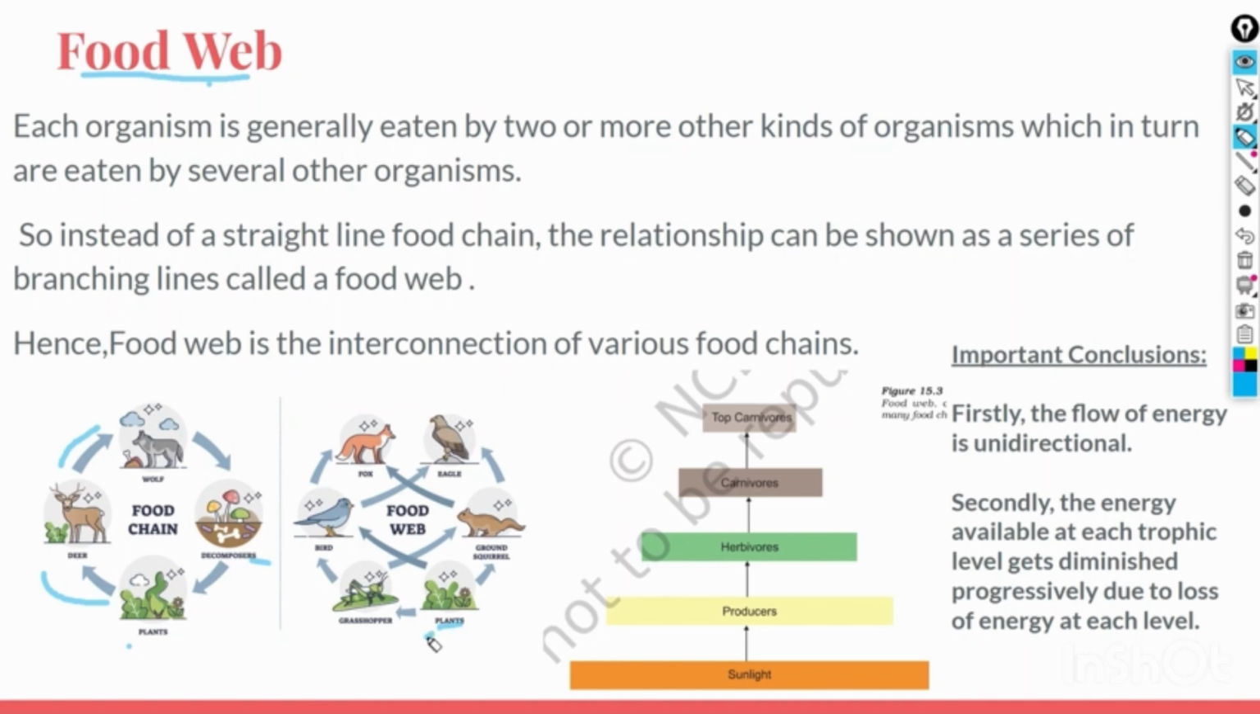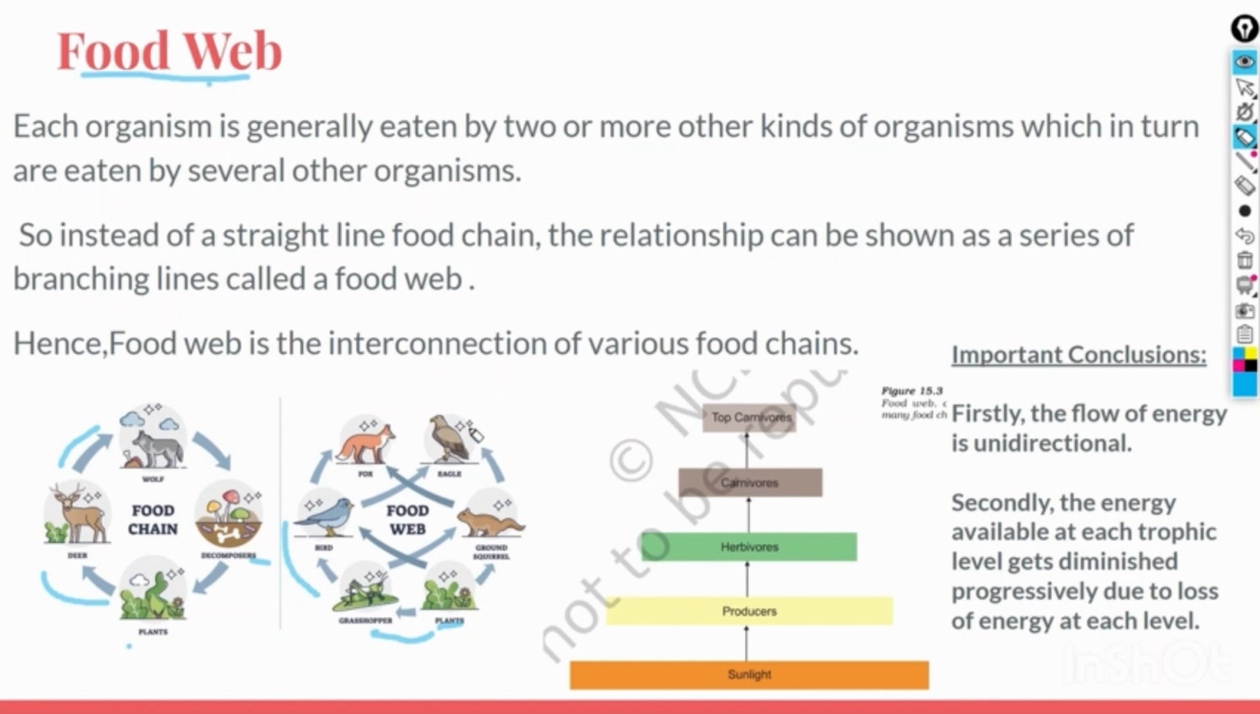The plants are eaten by the grasshopper, then the bird is eating the grasshopper. Now you saw that the frog was also eating the grasshopper in the earlier example, and the bird is also eating the grasshopper. Also the ground squirrel is eating the grasshopper. Then this bird is being eaten by the fox and by other large birds as well. The eagle is also eating the bird, and the frog is also eating the bird.